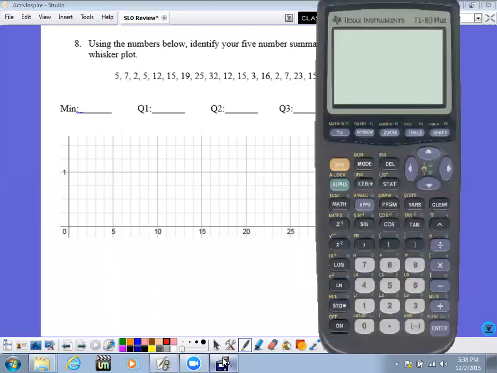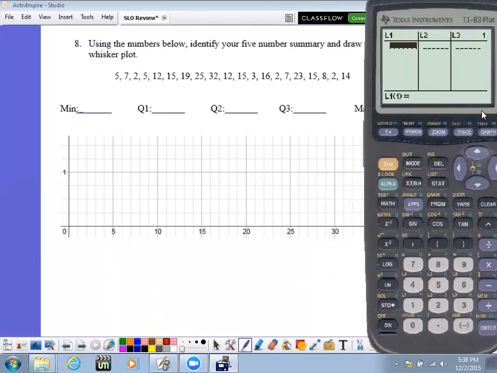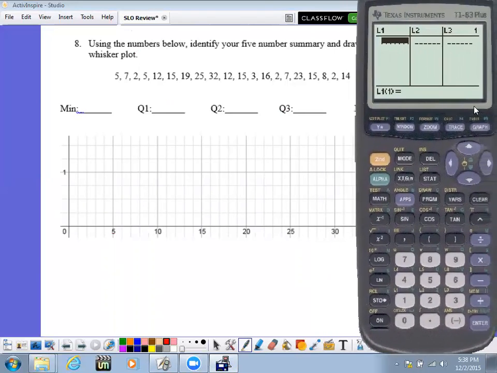Or what I'm going to do is remember, hey, guess what? Our calculator does some of this statistics stuff for us. So I'm going to go to Stat, Edit, and type in my list. All of those I'm going to type in as a list.